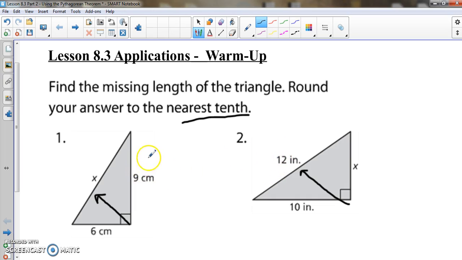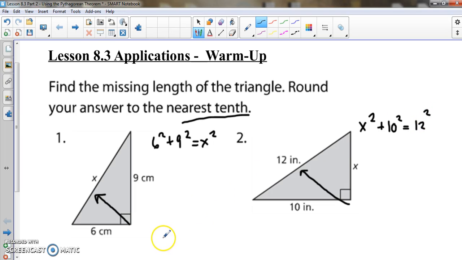So just to get you started on this problem here, we would set this up like 6 squared plus 9 squared equals x squared. And then for this problem, again, the hypotenuse has to be all by itself, so 12 has to be by itself, so it would be x squared plus 10 squared equals 12 squared.